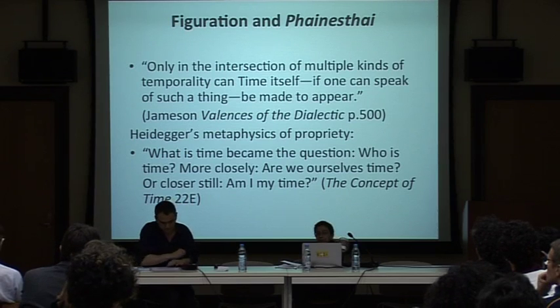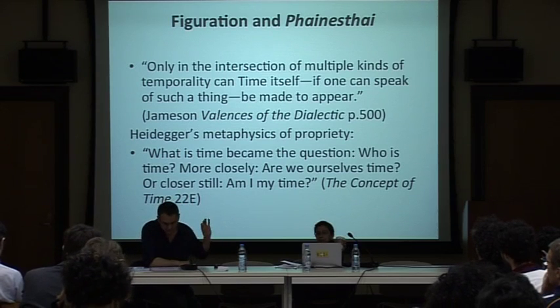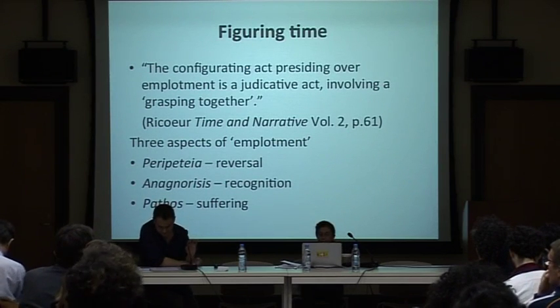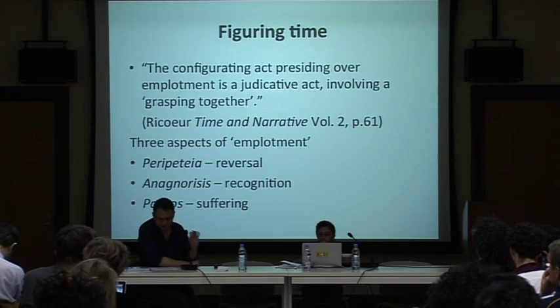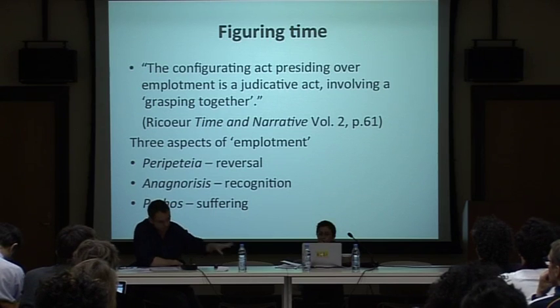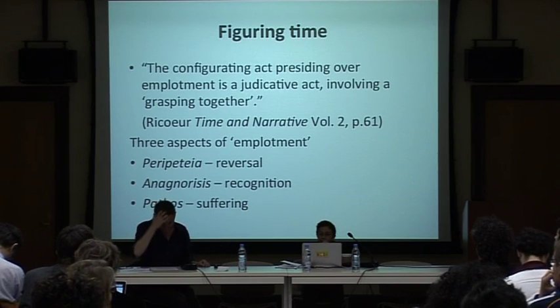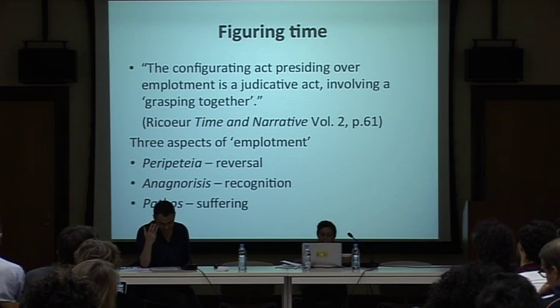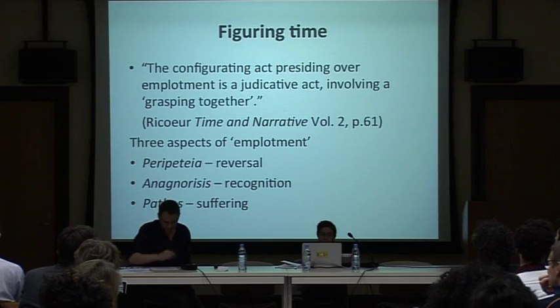Thus Jameson wants to expropriate phainesthai from the hermeneutics of propriety and use it to make formlessness appear. And this is the problem of figuring time. Figuration, in Jameson's account, is non-representational form. And Jameson draws on Ricoeur's account of time and narrative. Ricoeur proposes a hermeneutic alternative to Heidegger's metaphysics of propriety, insisting, as Ricoeur himself says, that no pure phenomenology of time is possible.